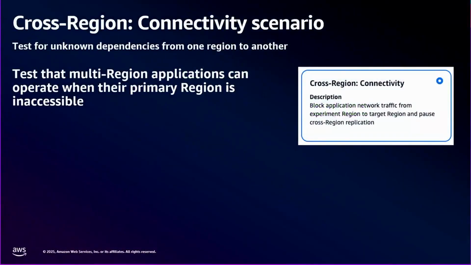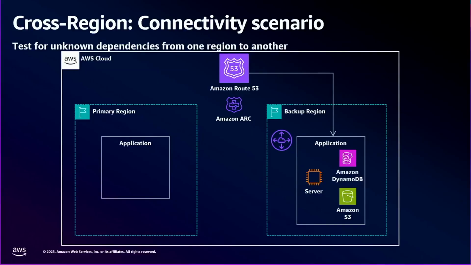All right, so one more scenario that I wanted to talk through is the cross-region connectivity scenario. If you're running multi-region applications, this is very useful. One of the issues we see customers face is they build a multi-region application, but then they forget dependencies between the regions, right? They would forget that some parts of the application are still calling the other region, or there's cross-region dependencies. So the whole point of this particular scenario in FIS is to test this.